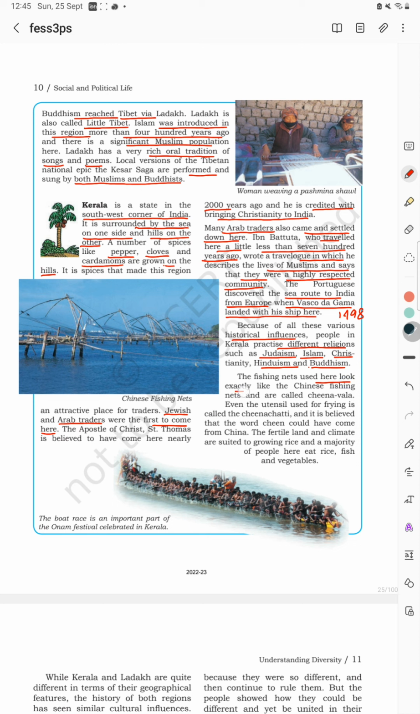So, these are the fishing nets used here. They look exactly like the Chinese fishing nets and are called chenavala. Even the utensil used for frying is called chenachatti, and it is believed that the word chena could have come from China.